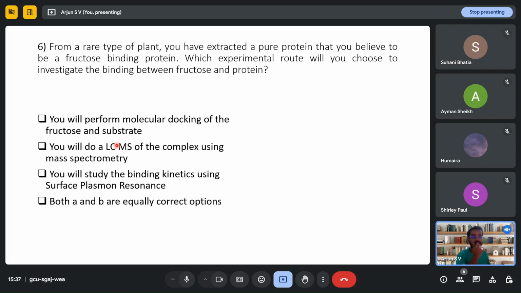Basically here, your sample is separated into its constituents using liquid chromatography, and the corresponding sample of your interest is passed through a mass spectrometer. The third one is studying the binding kinetics using SPR, which is surface plasmon resonance. The fourth option is that both A and B are equally correct. So does anyone want to attempt this question as to how you can study the binding between fructose and protein?